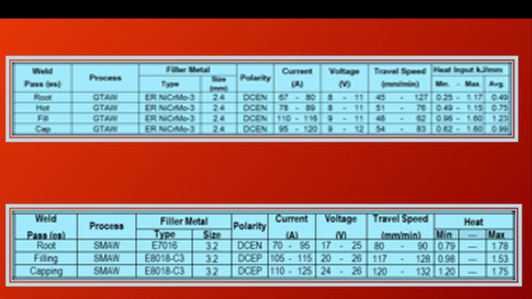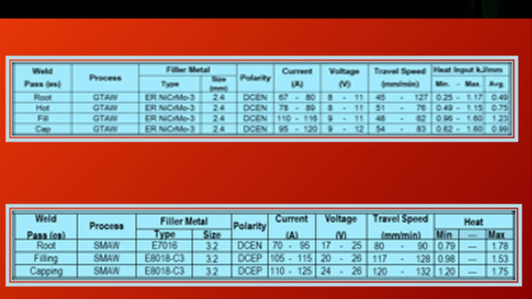SMAW, you can see electrical characteristic, there is nothing to show, there is no tungsten electrode. The table is also similar. You can see here the root, filling, capping, everything is SMAW. The root filler metal is different, E7016, and the filling capping is 8018C3, which is a low hydrogen electrode.